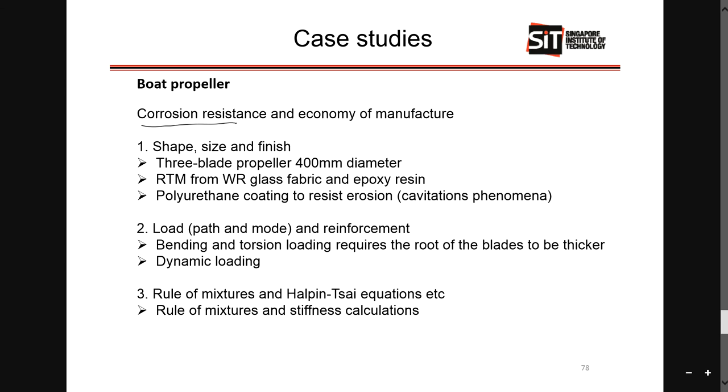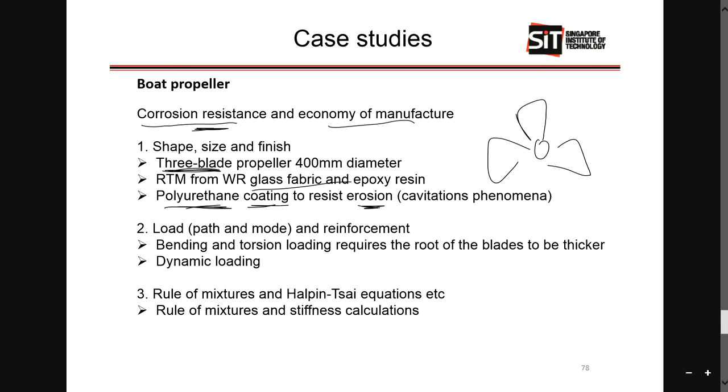While protecting, or while having a good boat propeller, you also need to have a good economy of manufacture so that you can cut costs, or do it in a safer way. Therefore, just visually, it is a three blade propeller. Three blade, that's all. And then I think you can read the rest yourself. Polyurethane coating to resist erosion.